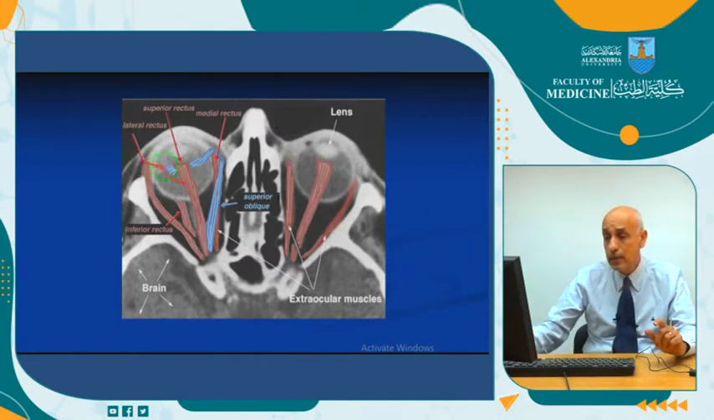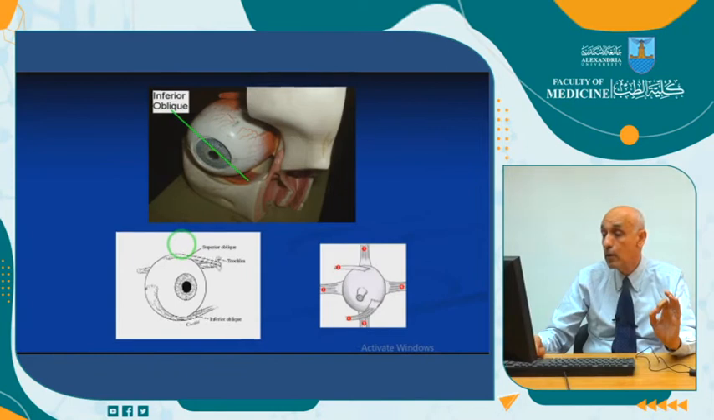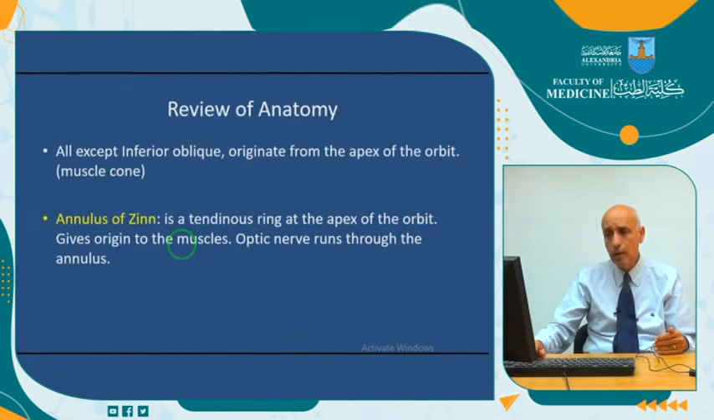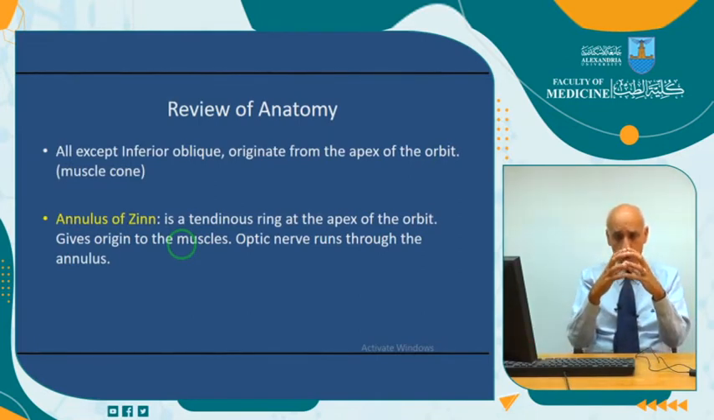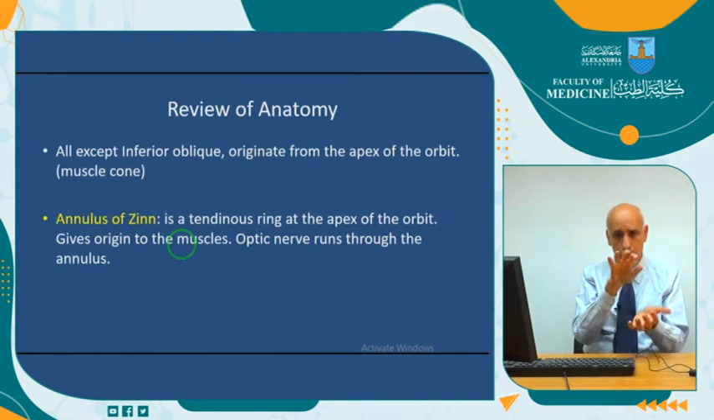And as you see from this slide, the muscles arise from what we call the annulus of Zinn, which is a tendinous ring present at the apex of the orbit. From this tendinous ring arise the muscles, and as with every muscle in the body, there is an origin and an insertion. The origin arises from the annulus of Zinn, and the insertion is inserted into the globe itself. So the globe is a ball attached to its muscles. The muscles move the globe right, left, up and down, and in torsion and sideways.